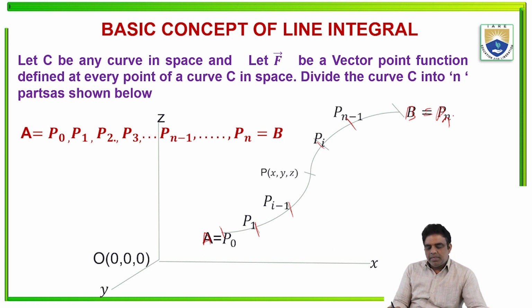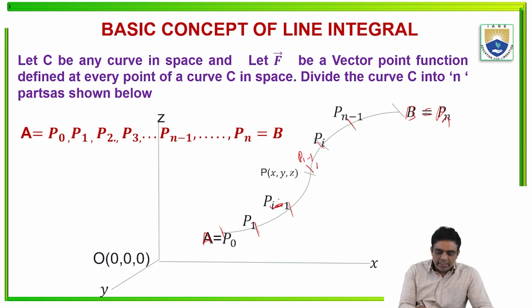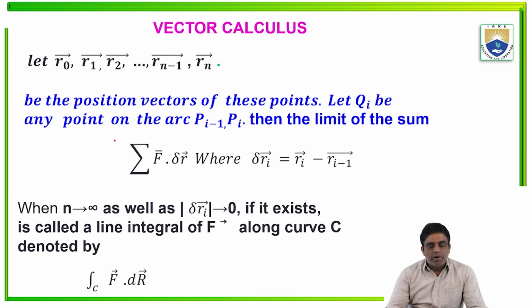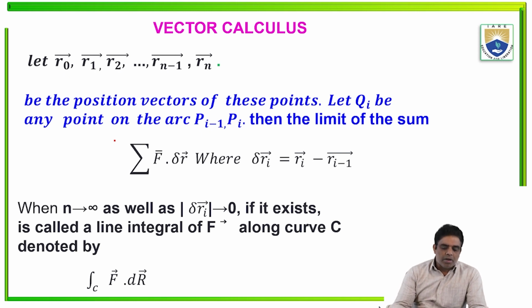So the curve AB is divided into n parts by using P0, P1, P2, P3, and so on, Pi minus 1, Pi, and so on, Pn. And let f bar be any vector point function defined at every point of the curve C in the space. I am dividing the total curve into n parts using P0, P1, P2, and so on, Pn. Also assume that r0 bar, r1 bar, r2 bar, and so on, rn bar are the position vectors of these points. And let Qi be any point in the arc Pi minus 1, Pi.